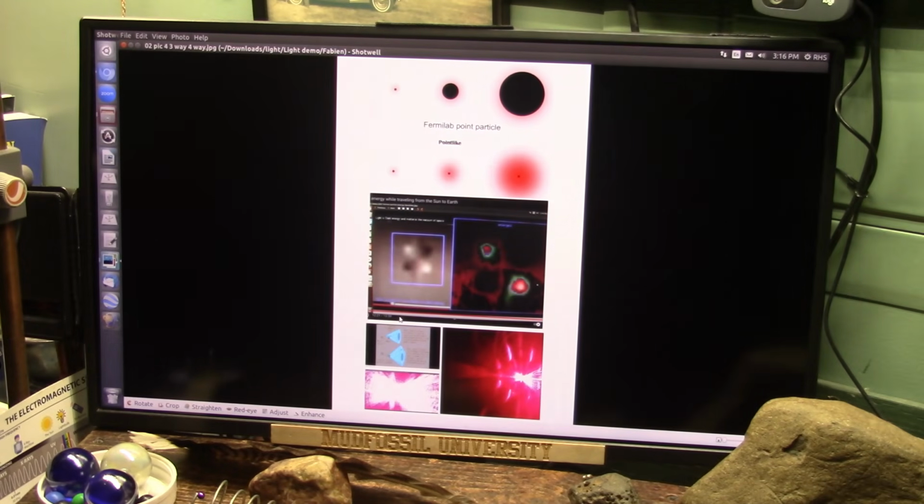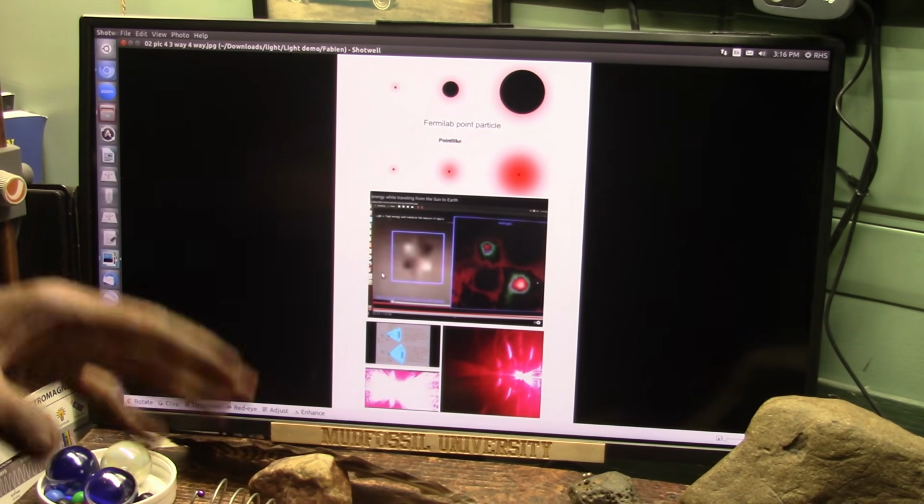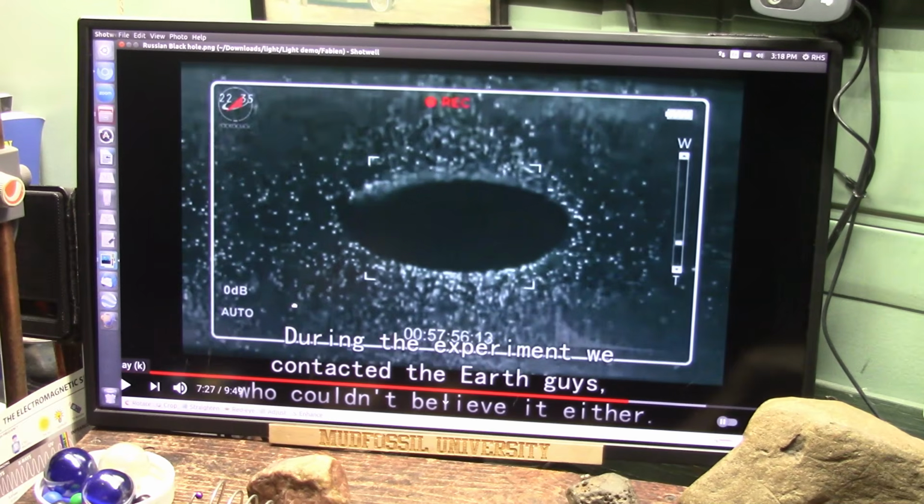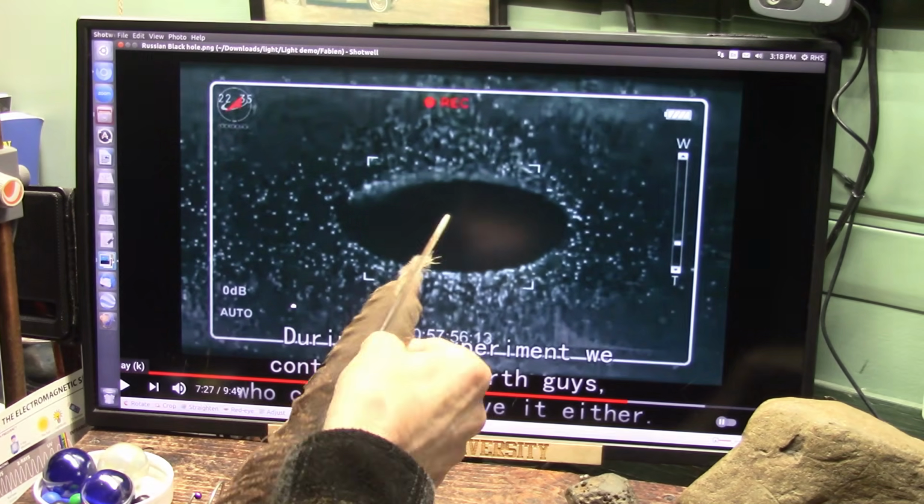So let's talk about gravity. What is gravity? He's going to be screaming, what's gravity? Nobody knows. Well, let's see. Okay, we're going to be talking about gravity, and there it is right there.